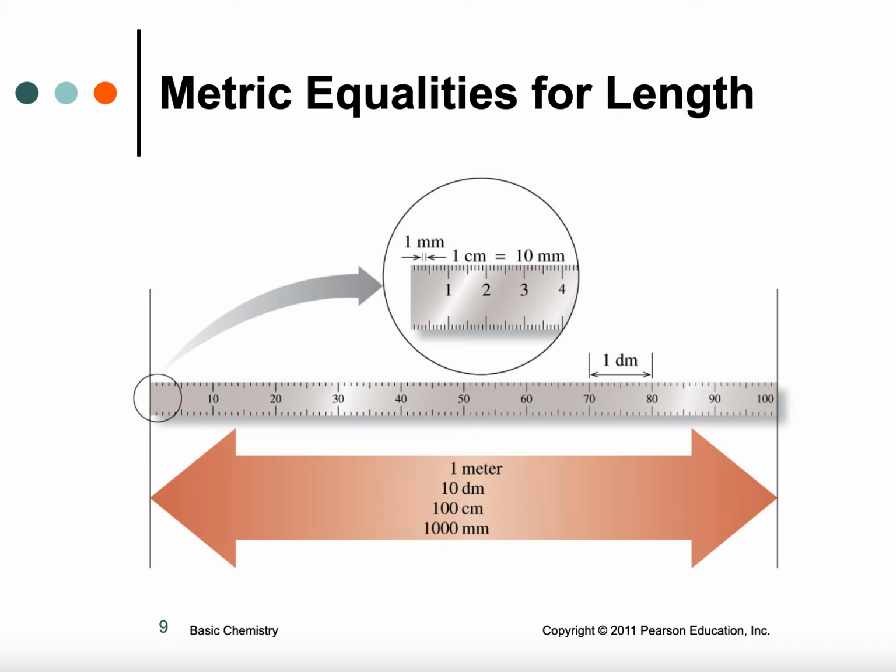Okay, so 1 meter, if you're going up, now in the previous example I didn't give you decimeter or decameter. Deca would be 10, so 10 meters is a decameter. 100 centimeters or 1,000 millimeters, those are all equal to each other. These are equalities.